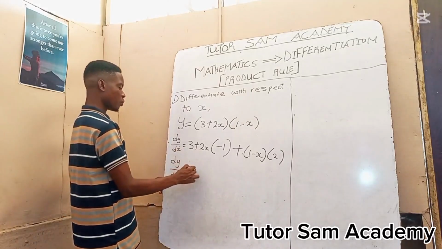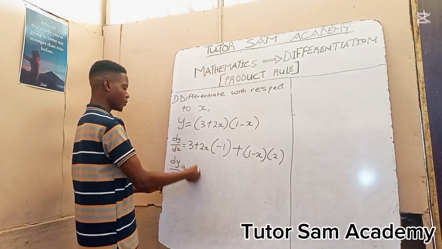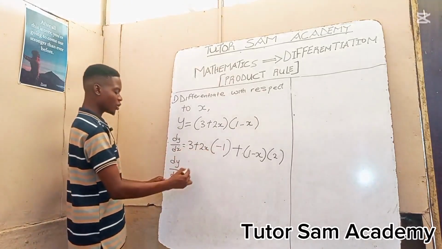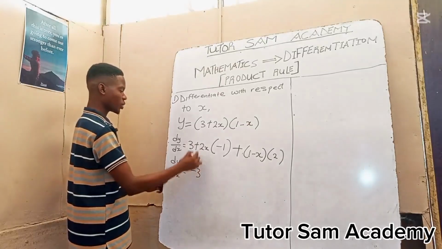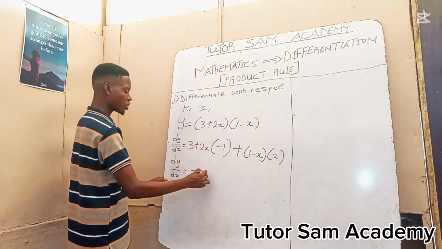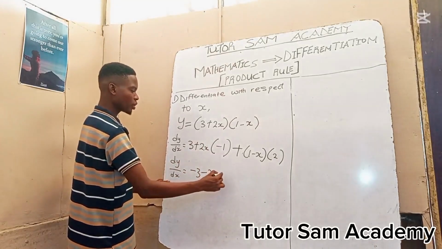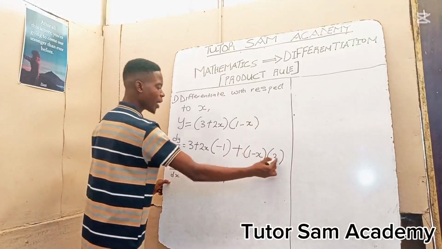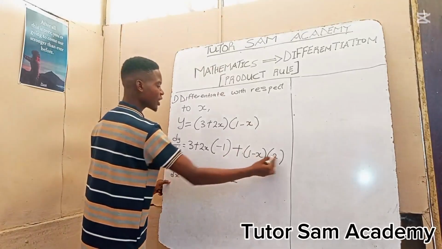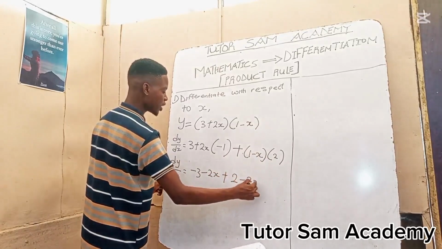So dy/dx will be what? 3. Let's expand here. 3 multiplied by minus 1 will give us what? Minus 3. This is plus times minus, gives us minus. 2x multiplied by 1 gives us 2x. Then plus 1 multiplied by 2 gives us 2. Minus x multiplied by 2 gives us minus 2x.